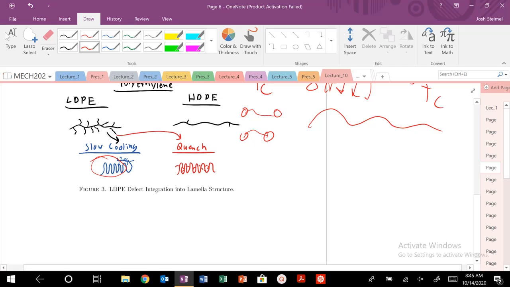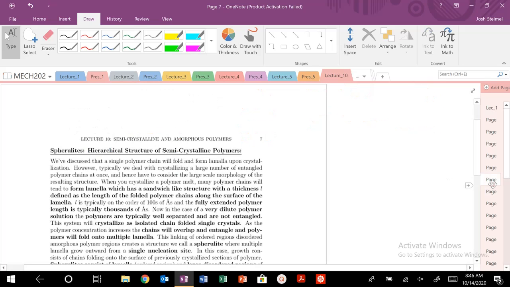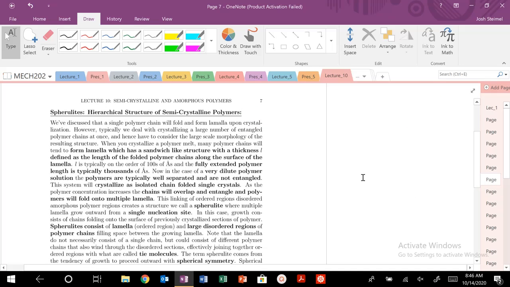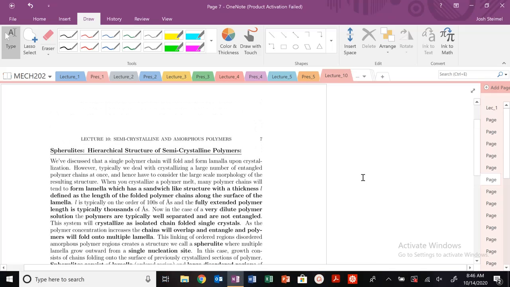Next time we are going to get into a discussion of spherulites and how these structures form, and really the beauty of them. You already saw a little bit of a highlight of some cool pictures of spherulites, but we'll appreciate this hierarchical structure and order, and then we're going to get into some derivations.